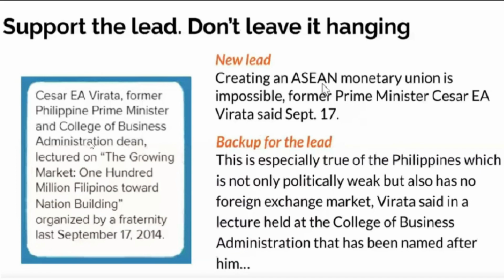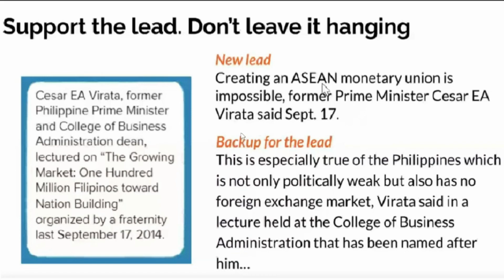Verata claimed that creating a monetary union is impossible. And then you notice that in the next paragraph, there is the explanation of Verata, citing that the Philippines is politically weak and has no foreign exchange market. This is how the lead should be supported. So we put there the opinion: creating an ASEAN monetary union is impossible, Former Prime Minister Cesar Virata said, September 17.